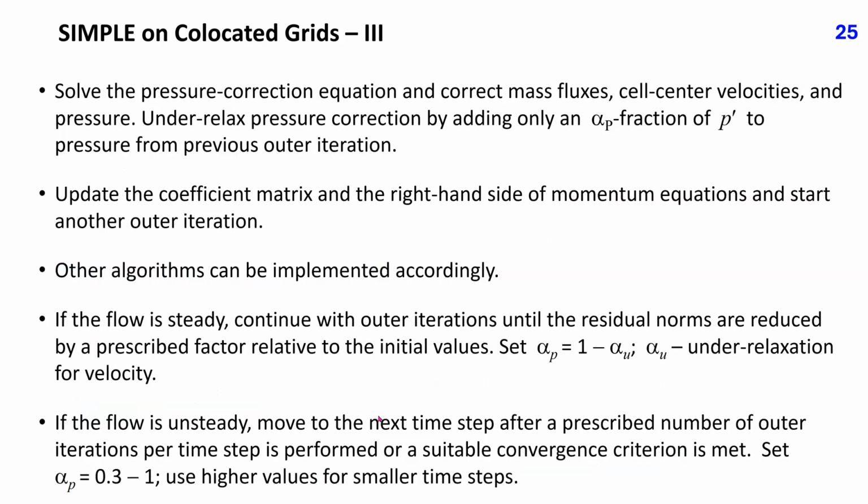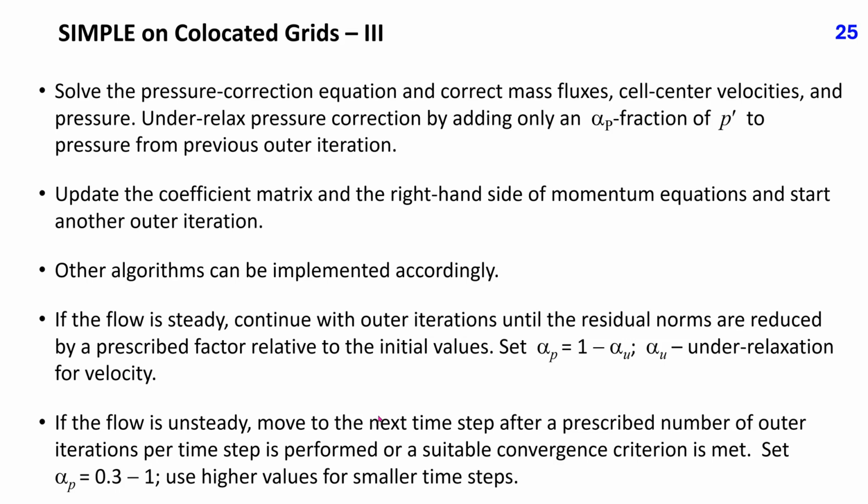The solution procedure is as follows. Solve the pressure correction equation and correct mass fluxes, cell center velocities, and pressure. Under-relax pressure correction by adding only an alpha p fraction of p prime to pressure from the previous outer iteration. Then update the coefficient matrix and the right-hand side of momentum equations and start another outer iteration. Other algorithms can be implemented accordingly.